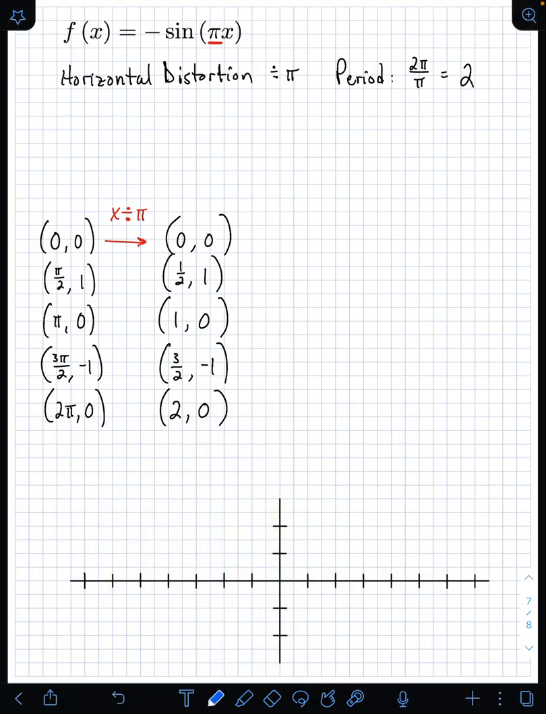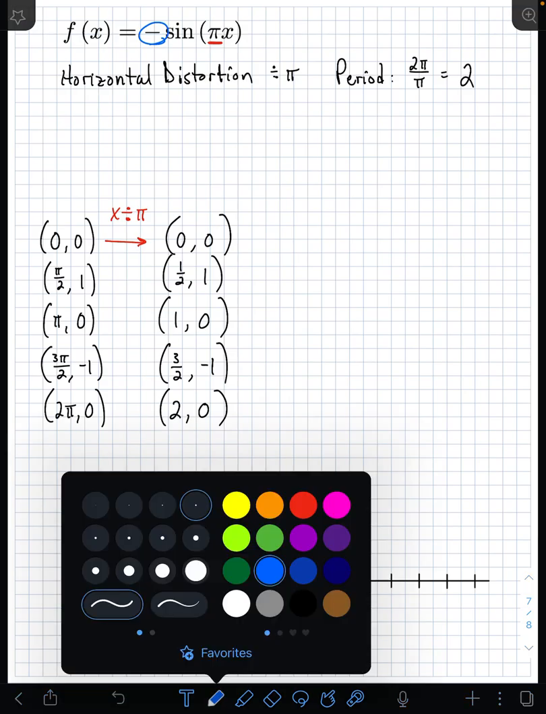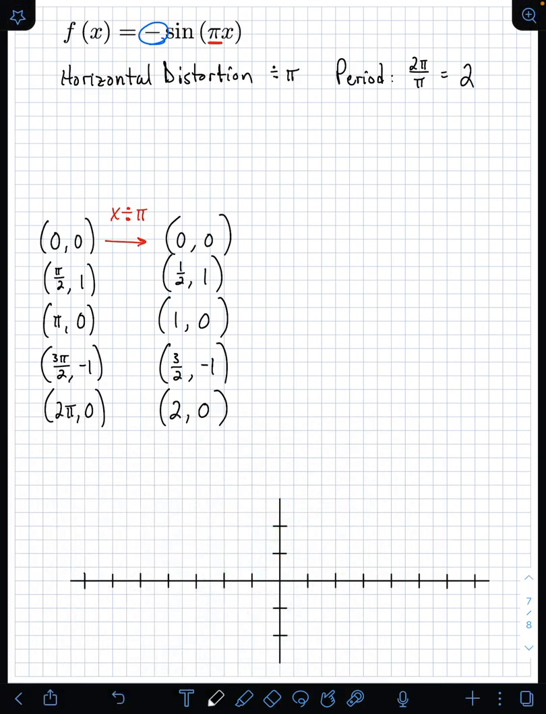Again, there's only one other operation in here, and that's the times -1 that's in front of this whole thing. That causes a vertical reflection. Now, we haven't seen a vertical reflection in the previous examples, and to be honest, what we're going to see here is that a vertical reflection of a wave doesn't seem to have terribly much of an effect.